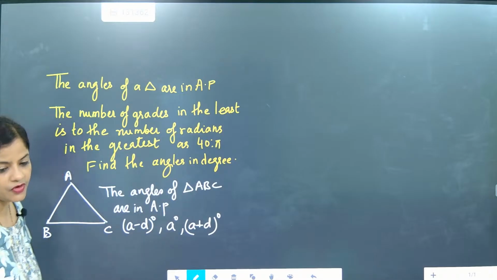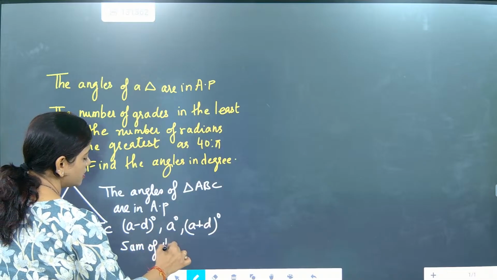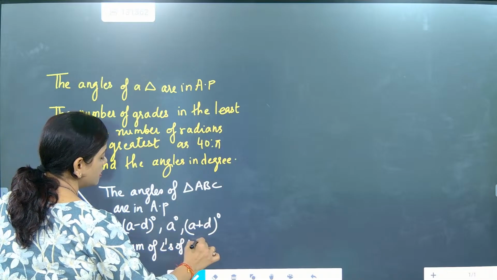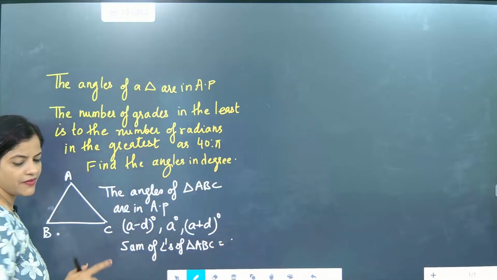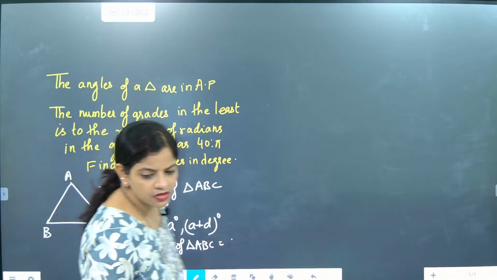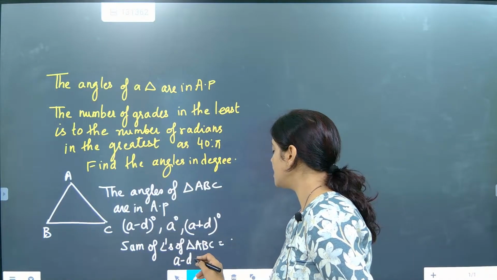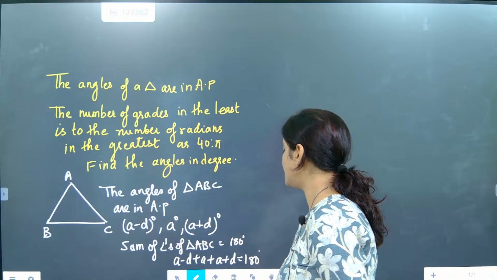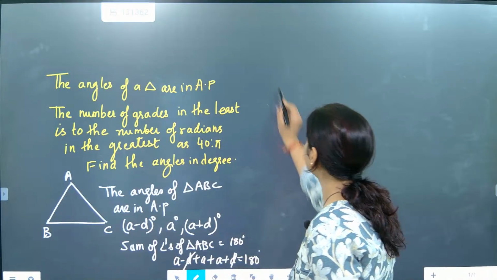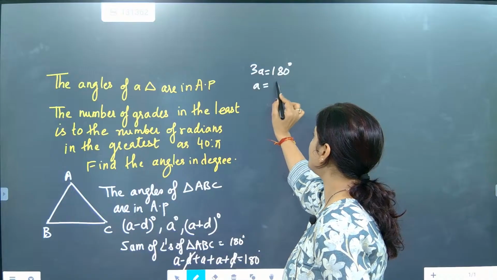Now, the sum of angles of a triangle. What is the sum of angles of triangle ABC? It will be equal to the sum of all three angles, and that will be equal to 180 degree. So here it will become A minus D plus A plus A plus D is equal to 180 degree. Here D and D will get cancelled. So 3A is equal to 180 degree. A will come as 60 degree.